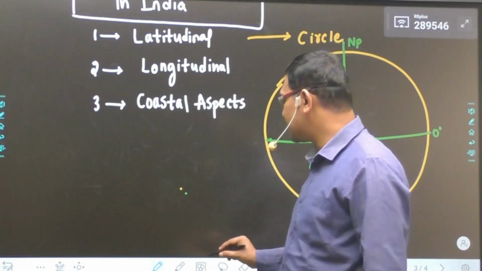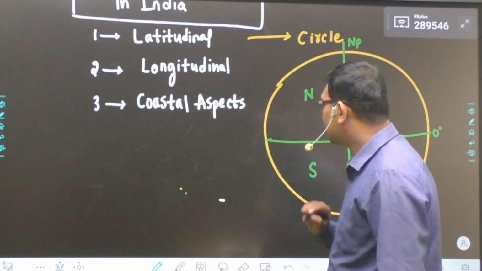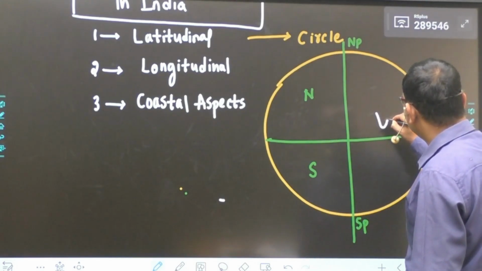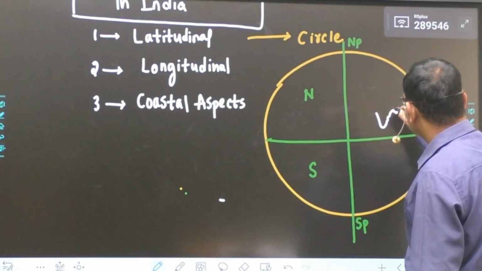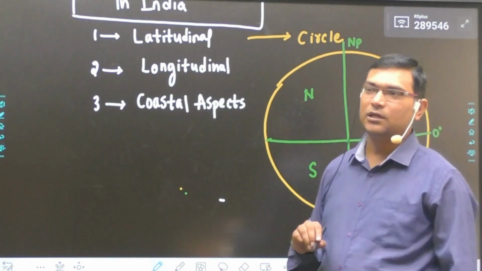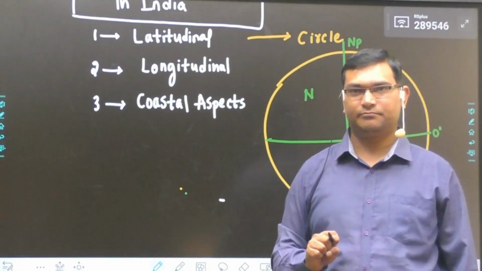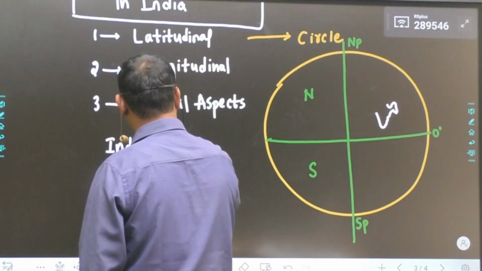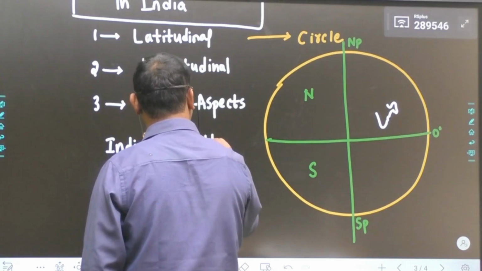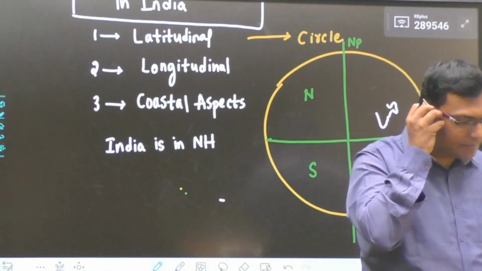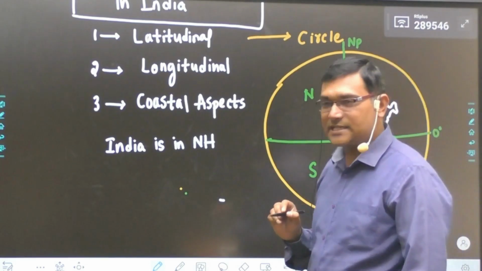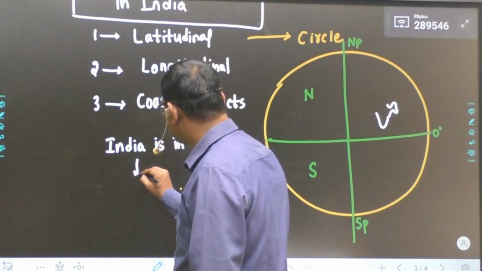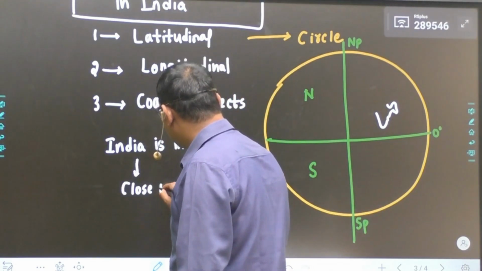So where is India now? Where is India in this? Can I say India is totally in the north hemisphere? Yes or no? Now, what is the significance of India being in the north hemisphere? India is completely in the north hemisphere. So can I say that India is very close to the equator? Yes or no? India is close to the equator.